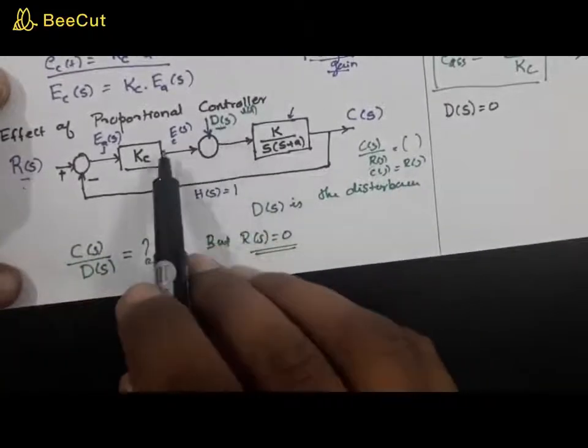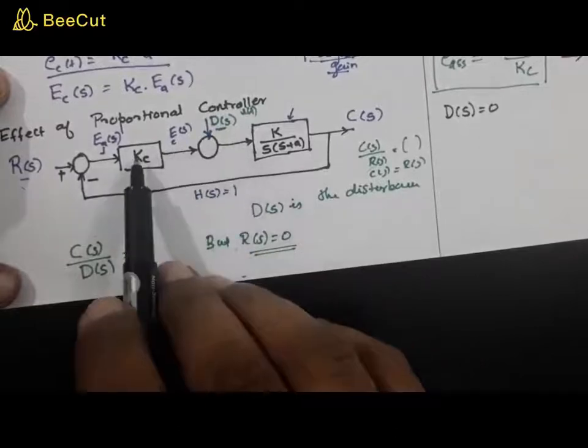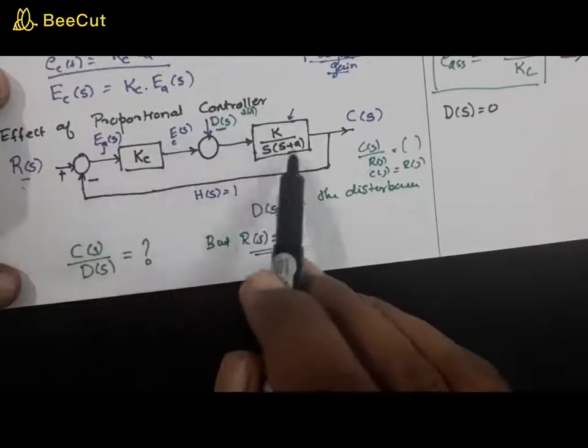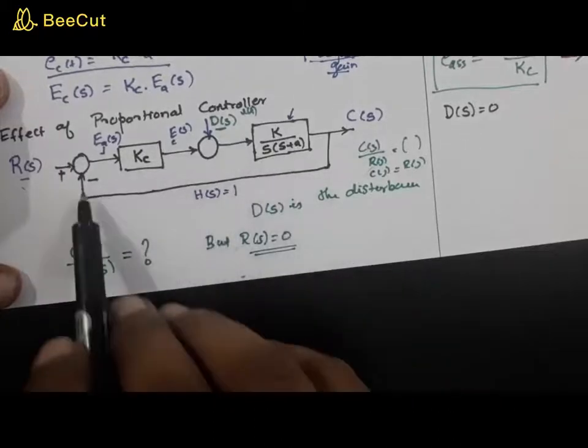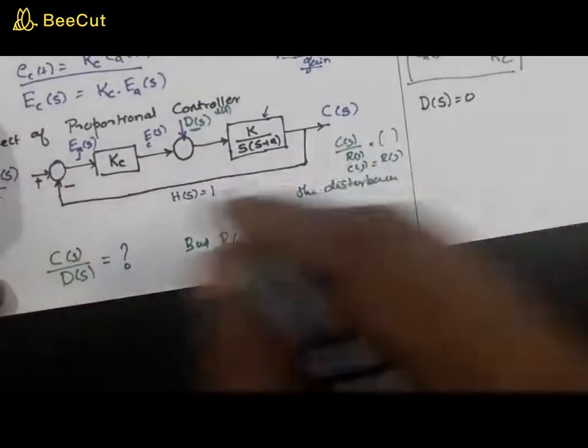So you can see that when d of s is 0, in this figure this is just a straight line, right? So what will be your g of s? G of s will be k into kc by s into s plus a. H of s is 1. This is a simple canonical form.